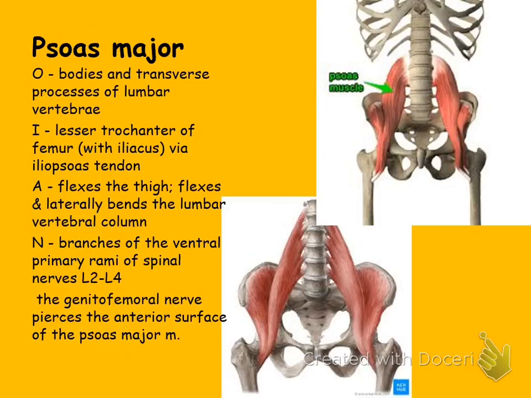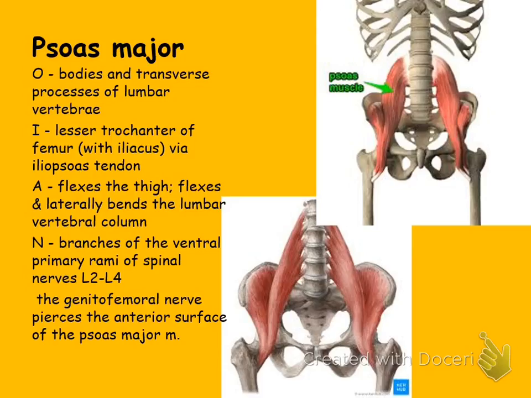Psoas major. This is one that originates in the bodies and the transverse process of the lumbar vertebrae. This attaches to the sides of your vertebrae and those little transverse processes that stick out of the side, and inserts on the lesser trochanter of the femur. So it's kind of in the back, but it goes through to the femur, and it effectively flexes the thigh. It brings your thigh upward, laterally bends the lumbar vertebral column.